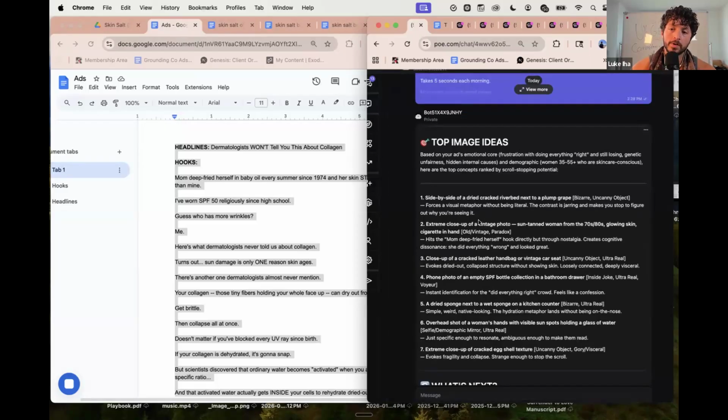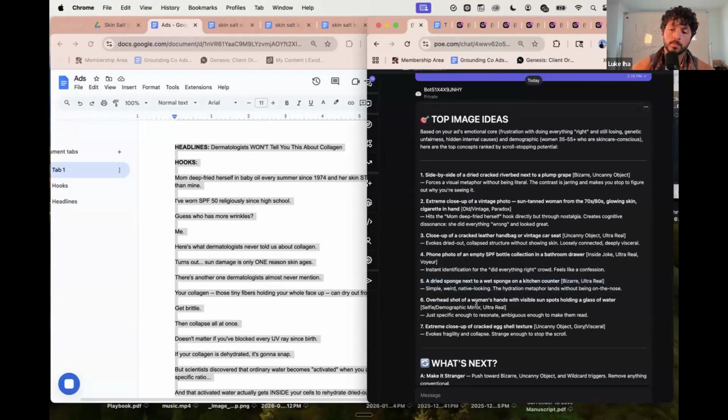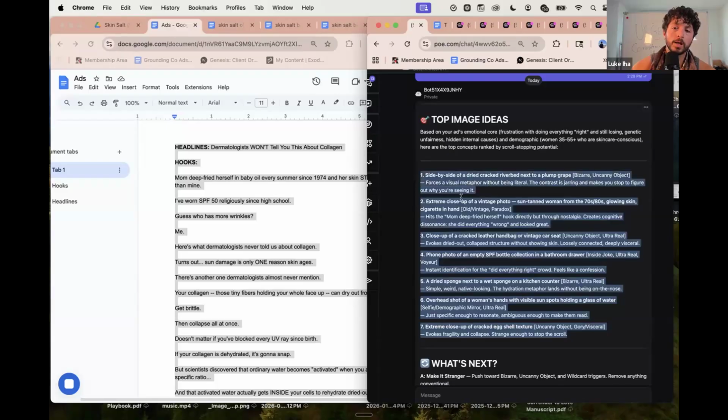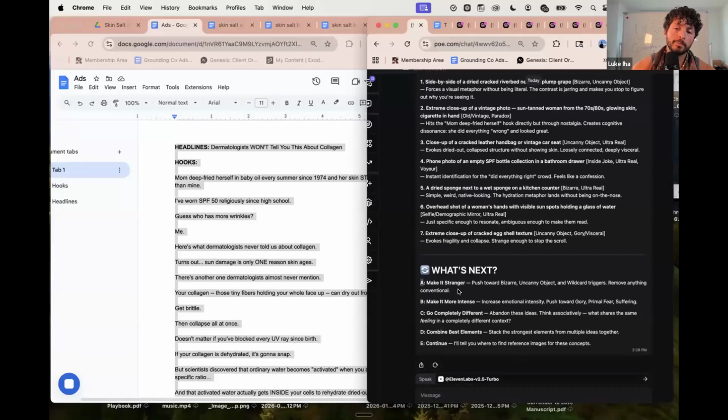So it'll give you a side by side of a dried cracked riverbed next to a plump grape. It's kind of weird. That's what you want. Extreme close up of a vintage photo. Close up of a cracked leather handbag or vintage car seat. Phone photo of an empty SPF. A dried sponge next to a wet sponge. Extreme close up of a cracked eggshell texture. What I found is a lot of the time with these unaware, in-feed style ones, weird images just work really well. And so you can make it stranger, make it more intense, go completely different, combine best elements, continue. Let's do.